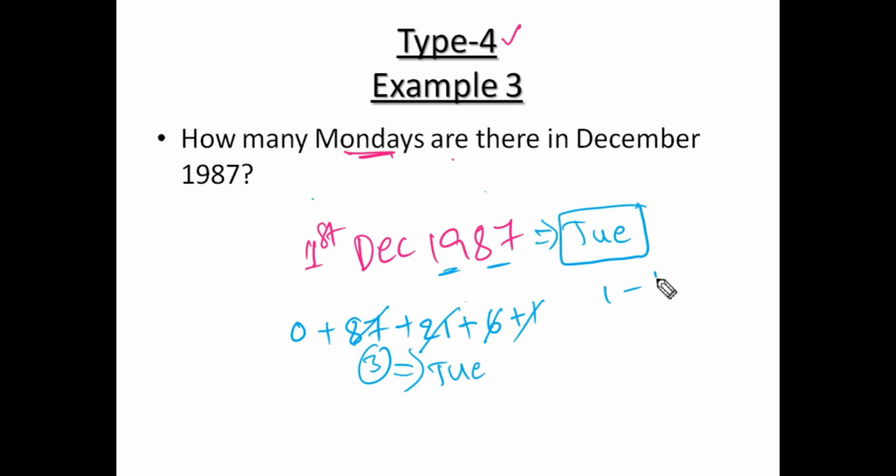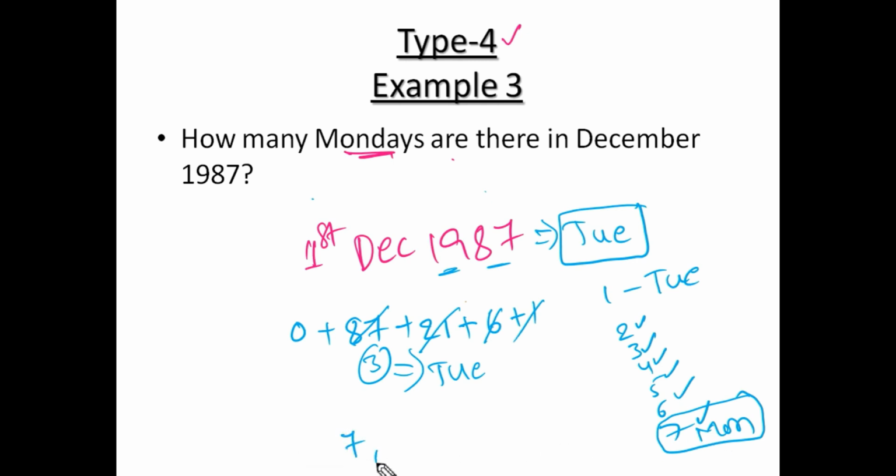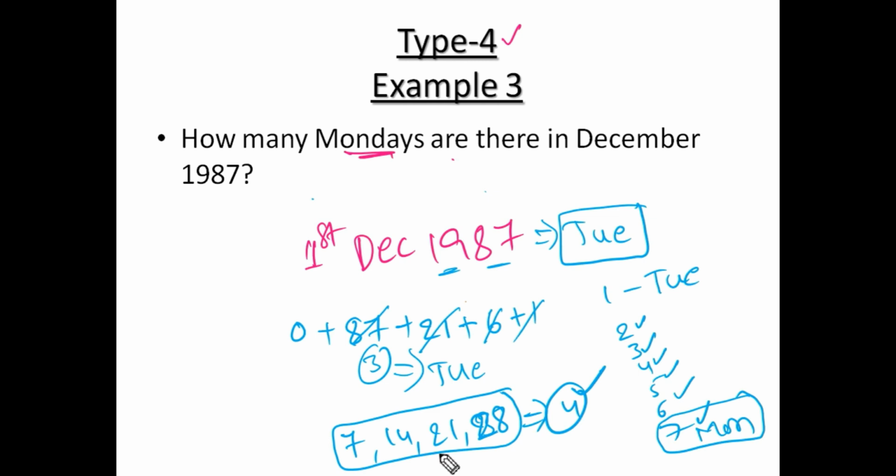First is Tuesday. 2nd, 3rd, 4th, 5th, 6th, 7th: Wednesday, Thursday, Friday, Saturday, Sunday, Monday. So Monday is on 7th. So the first Monday is on 7th. Next 7, 14, 21, 28. So these are the dates of Monday in December 1987. There is no other Monday. So how many Mondays are there? 4 Mondays are there. Right?